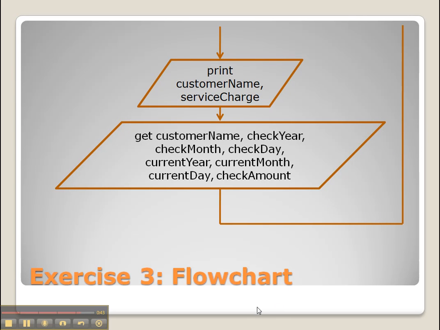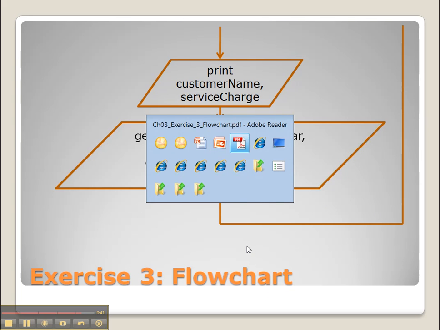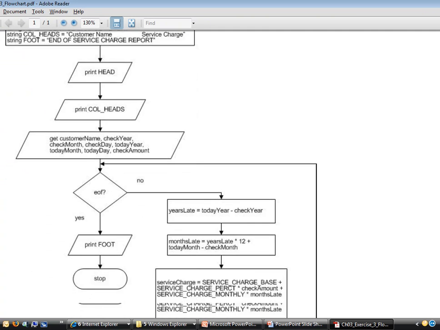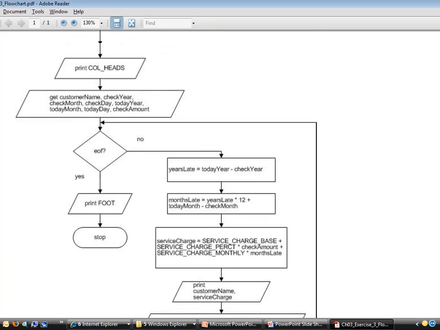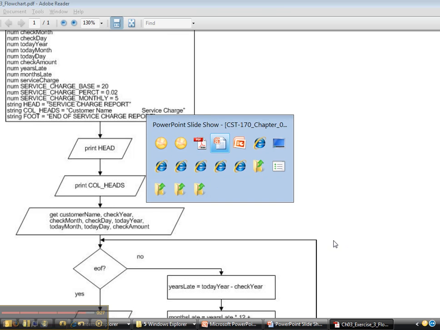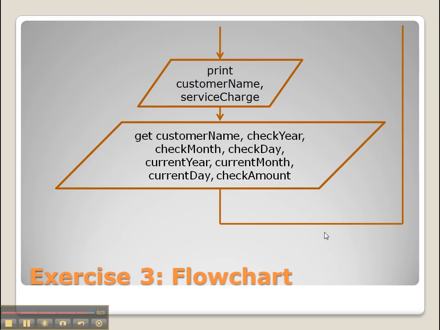Okay? Real quickly, I want to show you, this is what the flowchart should look like when it's all finished. Okay? And because I am running out of time on my video, try to get you back to the slideshow. That's it for the slideshow.